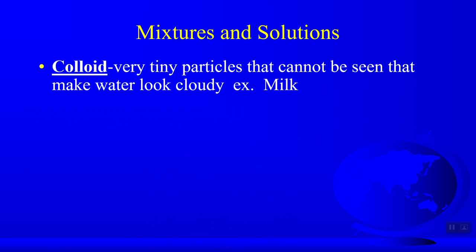A colloid are very tiny particles that cannot be seen, but they may make water look cloudy or even opaque. So these are tinier than suspension particles, but much larger than solution particles. So think of suspensions as Papa Bear. This would be Mama Bear type particles. They are big enough to be seen, but not so big that gravity will pull them down. They won't ever settle out. Milk is a good example.